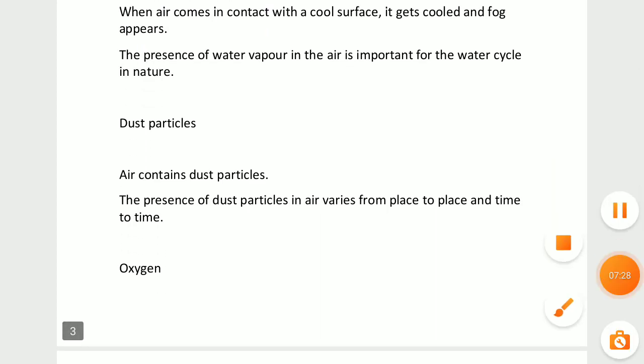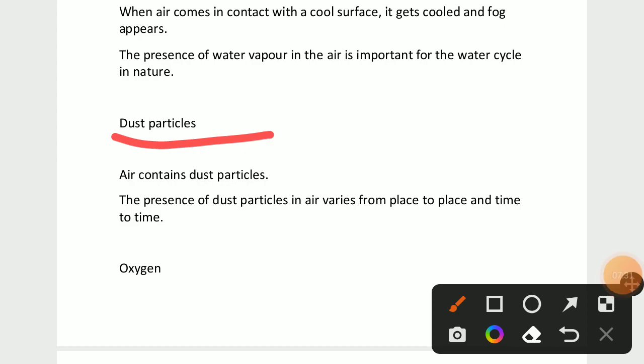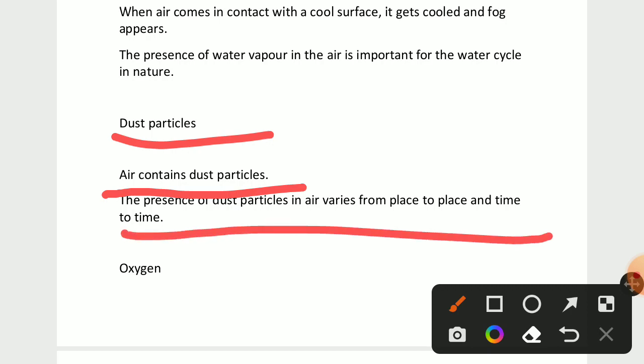Next we'll see about dust particles. As I told, air is a mixture, and water vapor and dust particles are also included. Air contains dust particles. The presence of dust particles in air varies from place to place and time to time. If one place is very dusty, when the air blows, the dust also flies and mixes with the air.